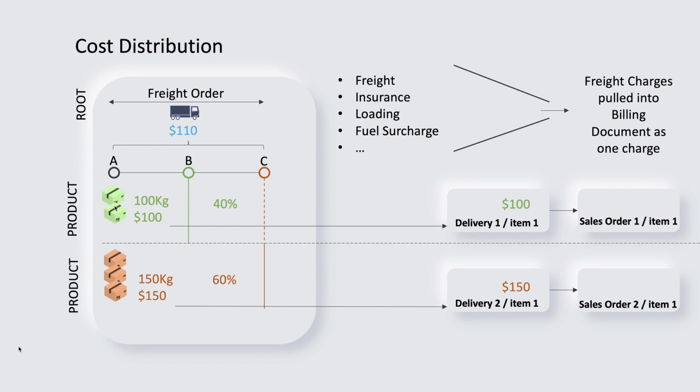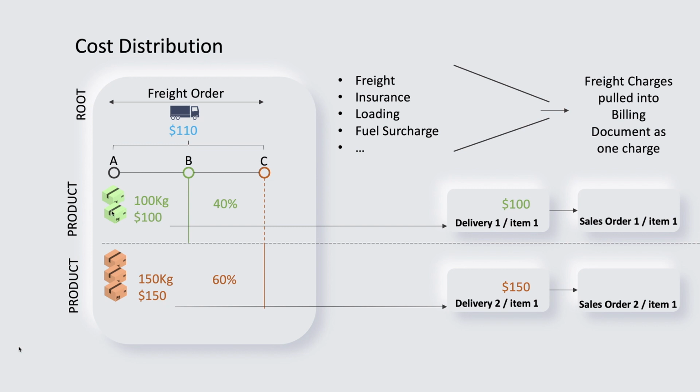Now, if a charge is applied at the product level, then it's easy enough to, via the document flow, understand to which delivery and which sales order that product is associated to. And in this case, from a cost distribution point of view, it's easy to say, well, seeing as this product is being transported on behalf of this sales order, it's only natural that the cost that is applied at the product level should be distributed back to the sales order. And that's what we see here.